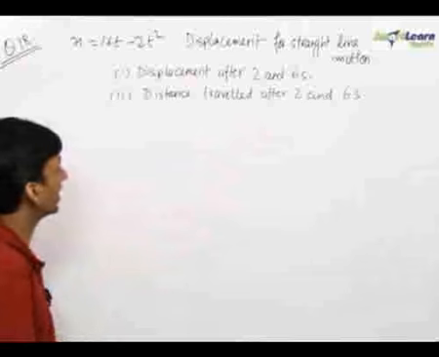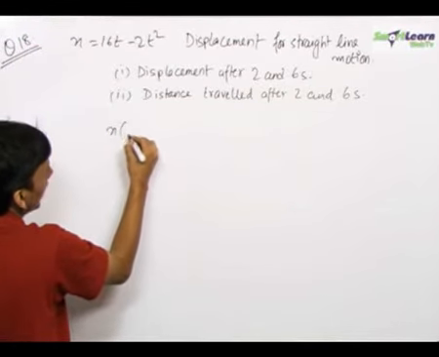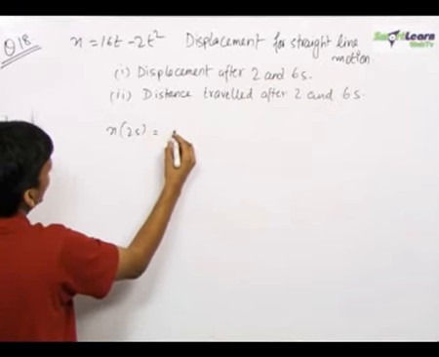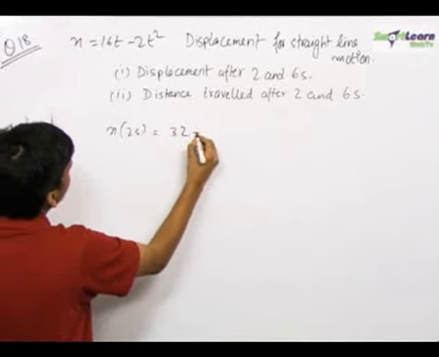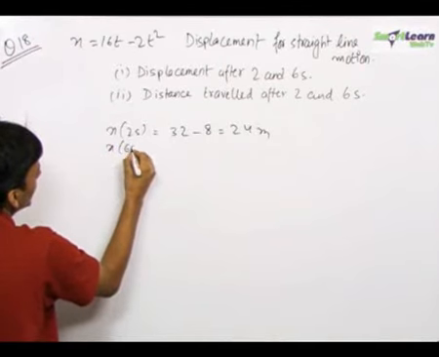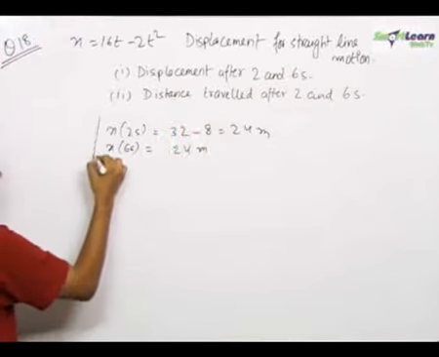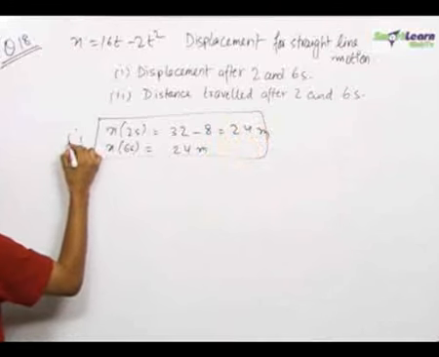So the first part is quite easy. We need to just put in the values of time to get the displacement. At 2 seconds it is equal to 32 minus 8, that is equal to 24 meters. The displacement after 6 seconds again comes out to be 24 meters after substituting the values. So the answer for the first part is quite straightforward.